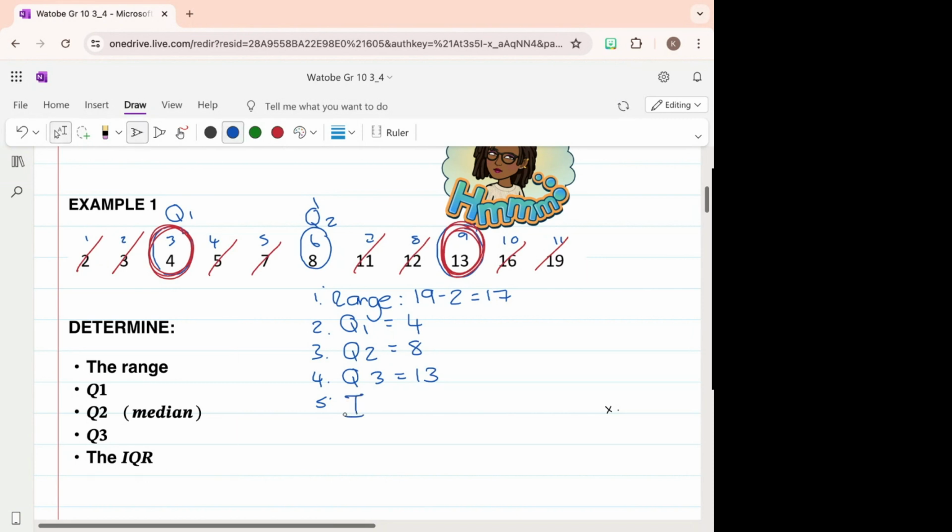And what's left to do? I need to get the IQR. So 13 minus 4, which gives me 9. Don't be one of those students that says Q3 minus Q1 gives me Q2. That is not right. Q3 minus Q1 is 13 minus 4, which gives me 9.